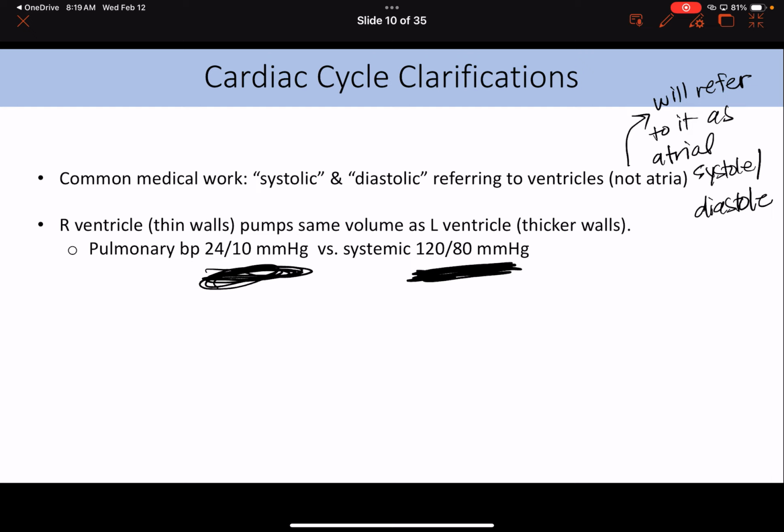Any questions about that? Yeah. Oh, so the pulmonary pressure is going to be lower because the right ventricle has thinner walls. So it can't pump as forcefully. And it doesn't need to, because the lungs are such a short distance that it doesn't need to pump with much force. But we don't measure pulmonary blood pressure. We measure systemic blood pressure. It would be hard to get in there to measure pulmonary blood pressure. Good, Isaac?